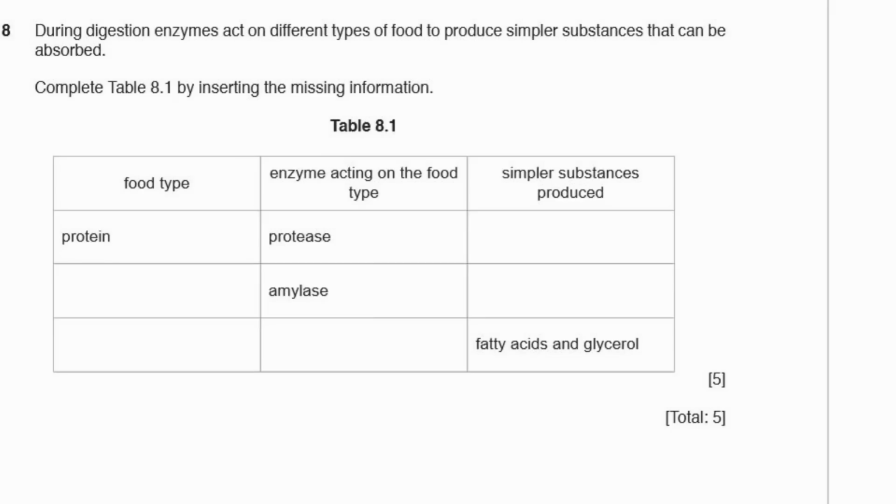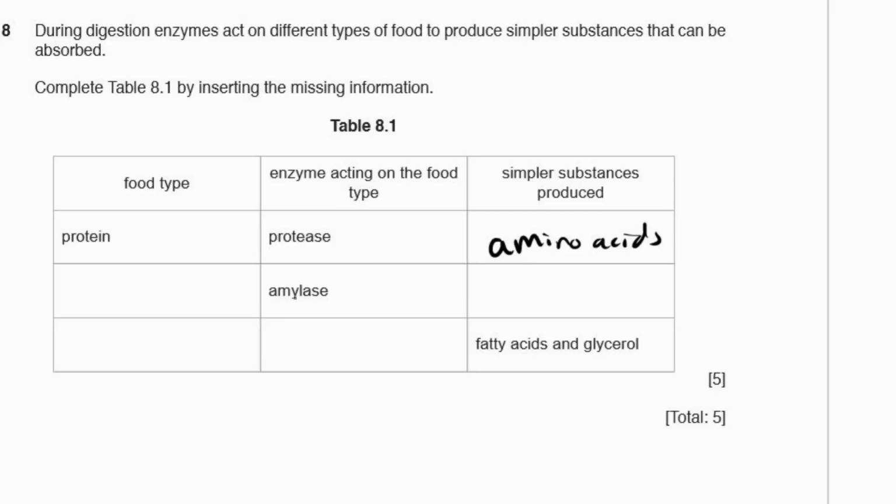Question 8. During digestion, enzymes act on different types of food to produce simpler substances that can be absorbed. Complete table 8.1 by inserting the missing information. All right. So the food type is protein, the enzyme acting on the food type is a protease, and the simpler substances produced are amino acids.